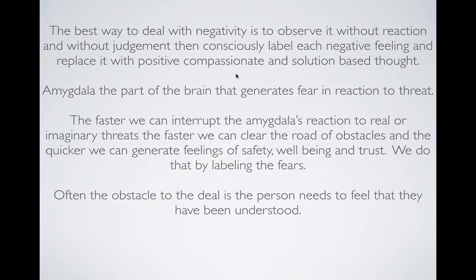Amygdala. Okay. So it's the part of the brain that generates fear and reaction to threat. The faster we can interrupt that thought, it's actually a part of the brain. Like there's a lobe in your brain that I looked it up. Bit of trivia for you. That controls this action. So the faster we can interrupt that portion of the brain, that reaction to real or imaginary threats, keyword being imaginary threats. Most of the time, the threats we experience are imaginary, not real. The faster we can clear the road of obstacles and the quicker we can generate feelings of safety, well-being, and trust. We do that by labeling the fears. Thought that was very powerful to understand.